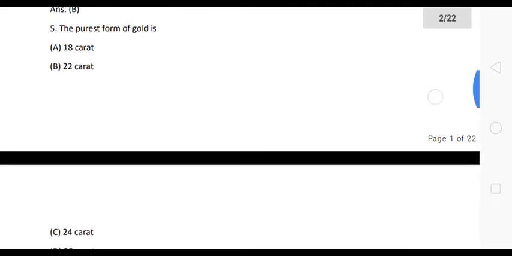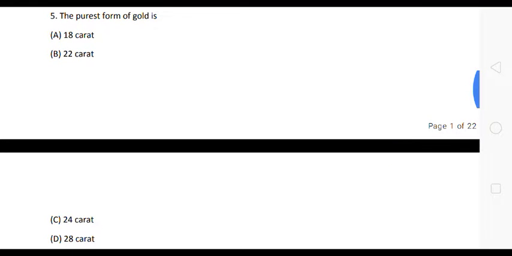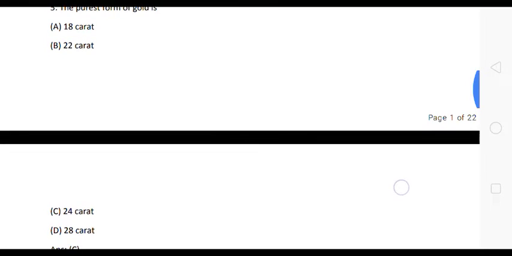The next question is: the purest form of gold is, a very important question. The options are 18 carat, 22 carat, 24 carat, 28 carat. The correct answer is option C, 24 carat. Very important question.